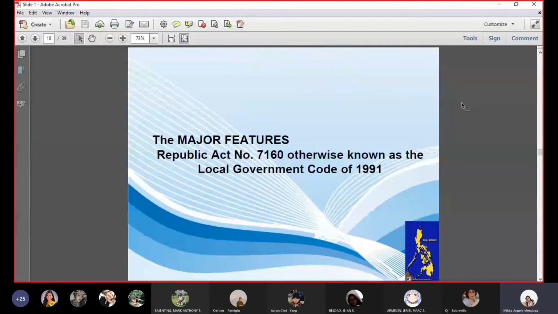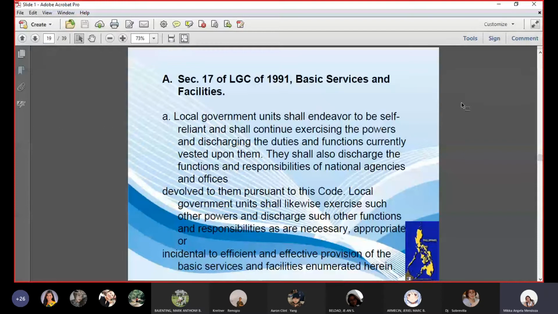Now, what are the major features of RA 7160, otherwise known as the Local Government Code of 1991? We have here, one, Section 17 of the LGC, the basic services and facilities. Letter A: local government units shall endeavor to be self-reliant and shall continue exercising the powers and discharging the duties and functions currently vested upon them. They shall also discharge the functions and responsibilities of national agencies and offices devolved to them pursuant to this code. Local government units shall likewise exercise such other powers and discharge such other functions and responsibilities as necessary, appropriate, or incidental to efficient and effective provision of the basic services and facilities enumerated herein.